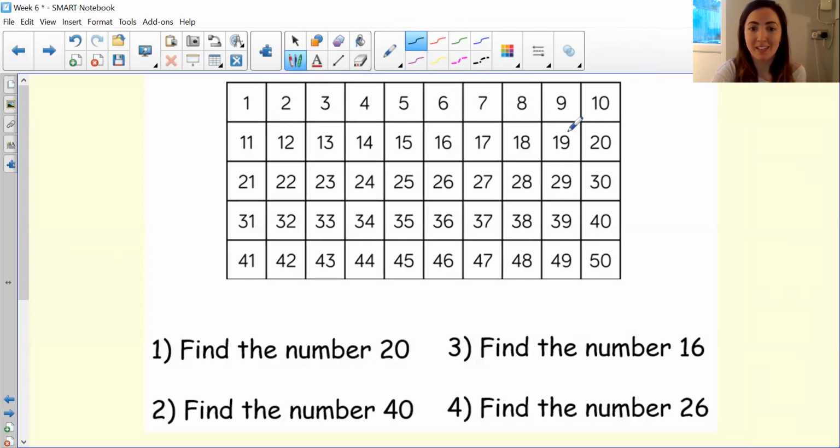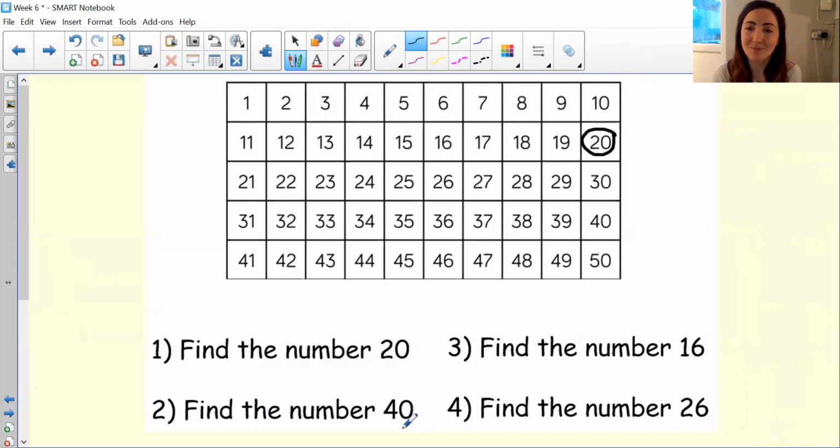Okay, hopefully you remembered that we will find all the numbers when we count in tens down the right-hand side of the 100 square. So 20 is one of those numbers that we say when we count in tens. And then number two, find the number. What number is this? 40. 40, exactly. So where are we going to look?